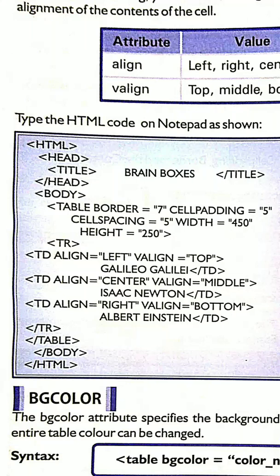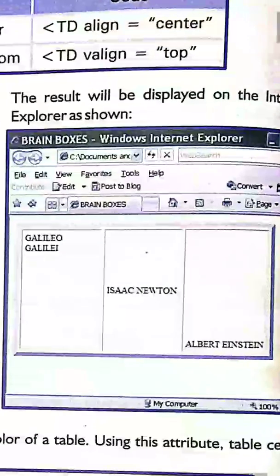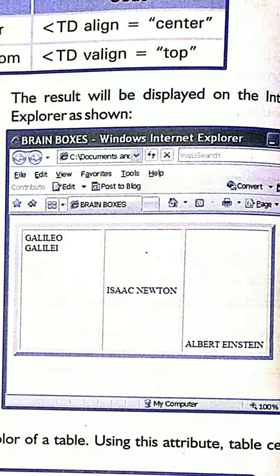Next, you can see that Albert Einstein is present at the right hand side corner of the cell, and it is going to be at the bottom of the cell. Here you can see the example output of this example. Galileo Galilei is at the top left side corner of the cell, and Isaac Newton is present in the center and in the middle of the vertical as well as horizontal alignment. And at the bottom you can see that Albert Einstein is present at the bottom and at the right side corner.